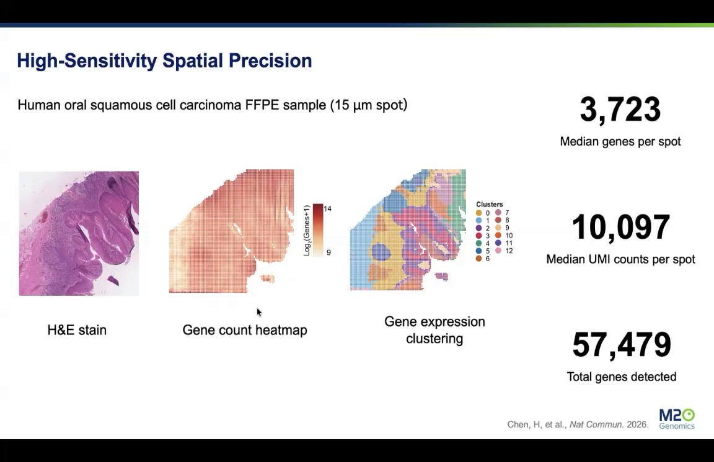So together, these two datasets demonstrate that NATA provides robust spatial transcriptome profiling at both 50 and 15-micron resolution, while still maintaining strong sensitivity in FFPE samples.